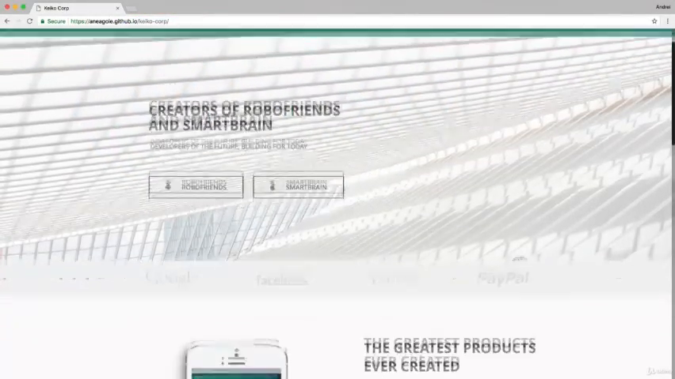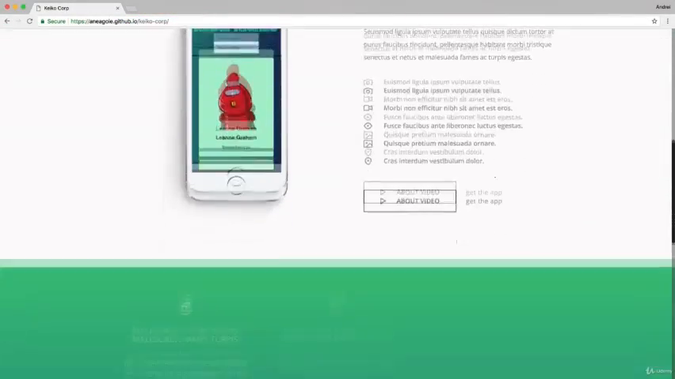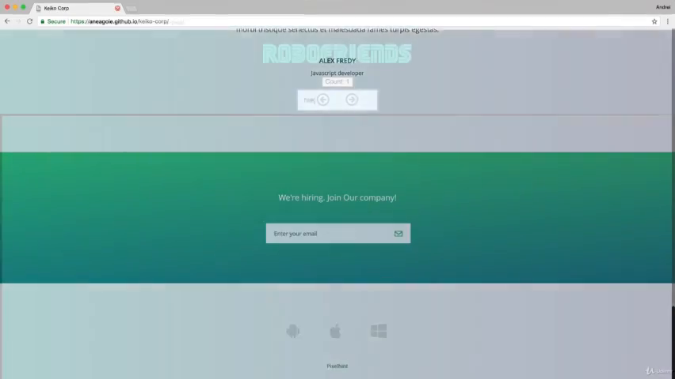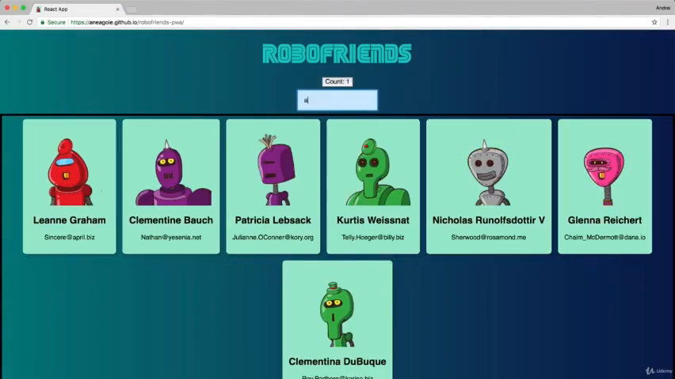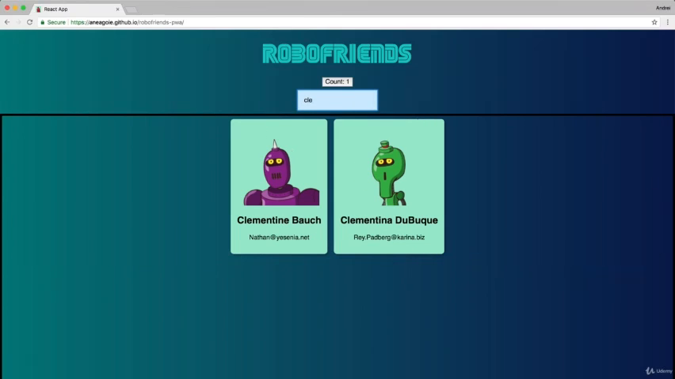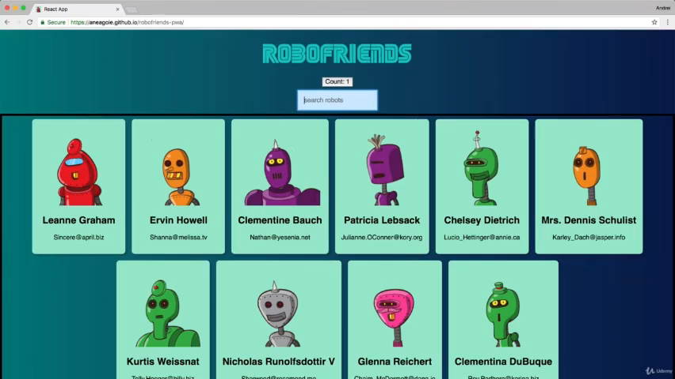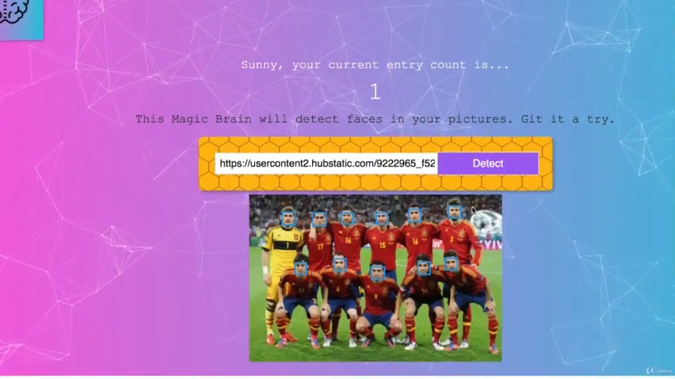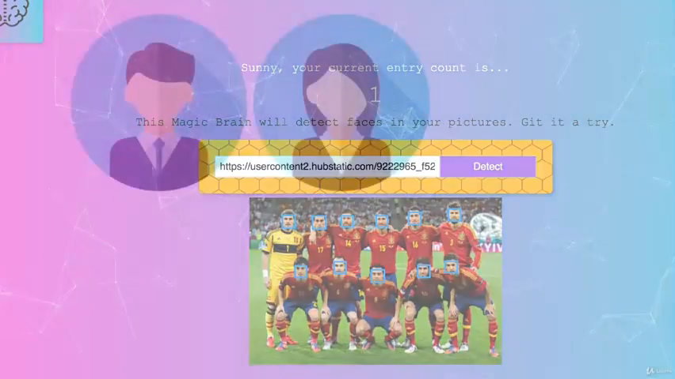It's the biggest company that everyone is talking about, and it has two big products that has made it famous. One is a RoboFriends app. Everyone is collecting these robots, and it's hotter than Pokemon Go. The other is a face detection SmartBrain app that is going to revolutionize the whole industry. This is a big opportunity for you. Let's get to work.